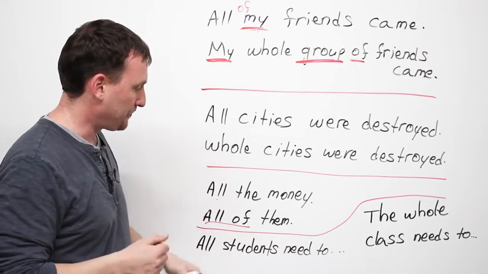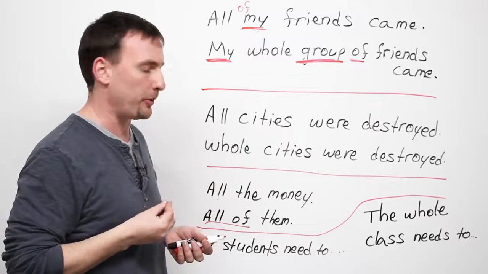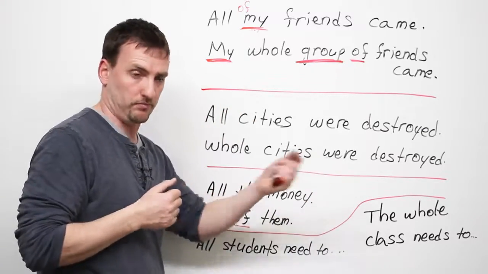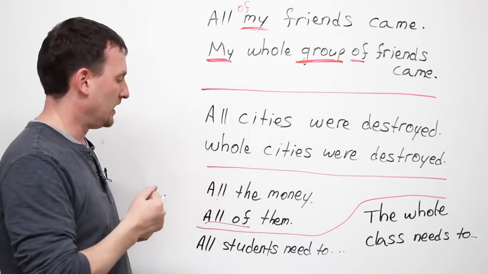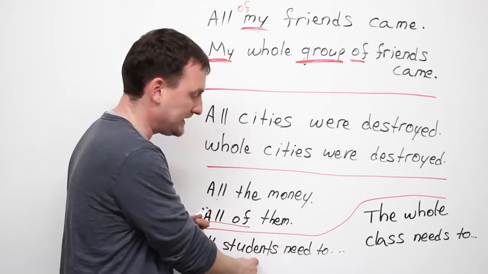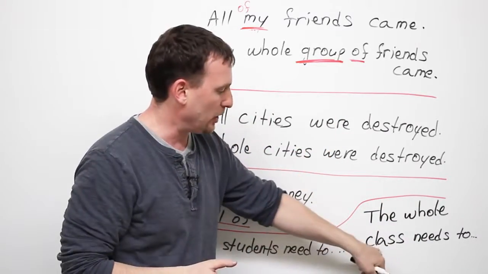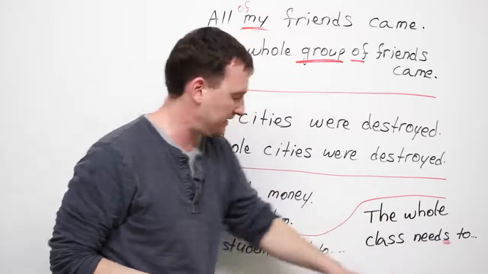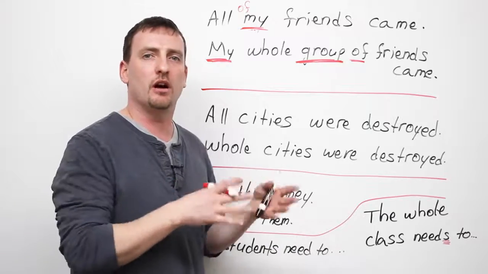So that's another difference. The last one, and this is very, very important, especially for those of you who are going to be taking tests, and grammar is important. All students need to come to class early tomorrow. The whole class needs to come early tomorrow. Can you see the difference? Main thing to remember, with all and plural, you have the matching verb. Students need. Remember, with whole, you have a complete package, one package. The whole class needs to. Singular with the S, plural without the S. Okay? So now you see all the differences between all and whole.